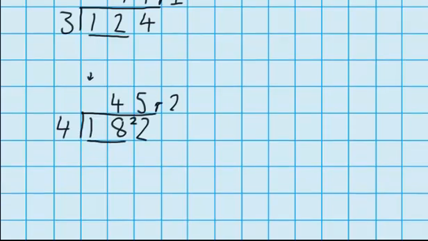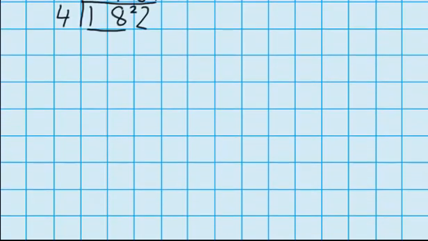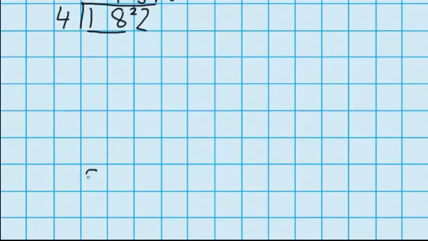Let's try one last question. This time I've got 925, and I want to divide that into 3 groups. So I say to myself, how many times does 3 go into 9? Well, 3 will go into 9 3 times. So now I move over to my tens column and I say, how many times will 3 go into 2? Well, 3 won't go into 2, so I have to put a placeholder here. I put 0.